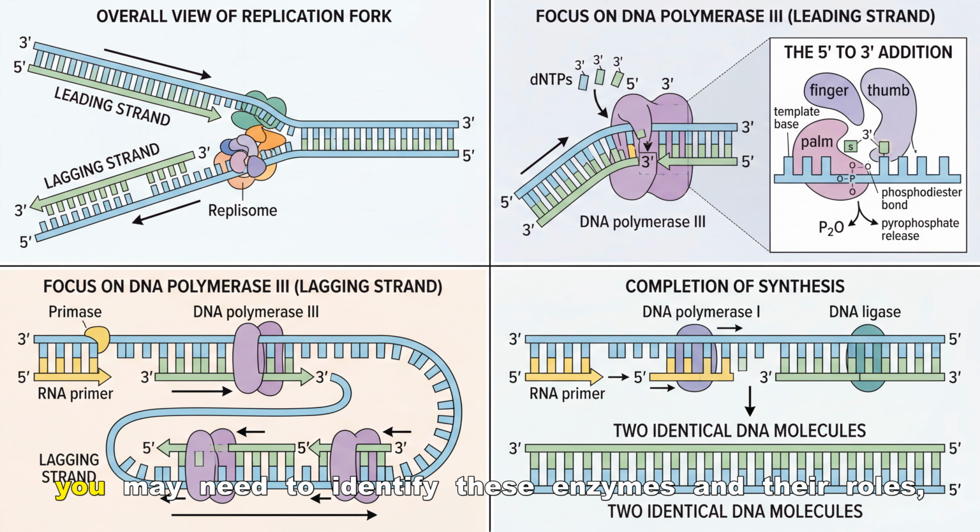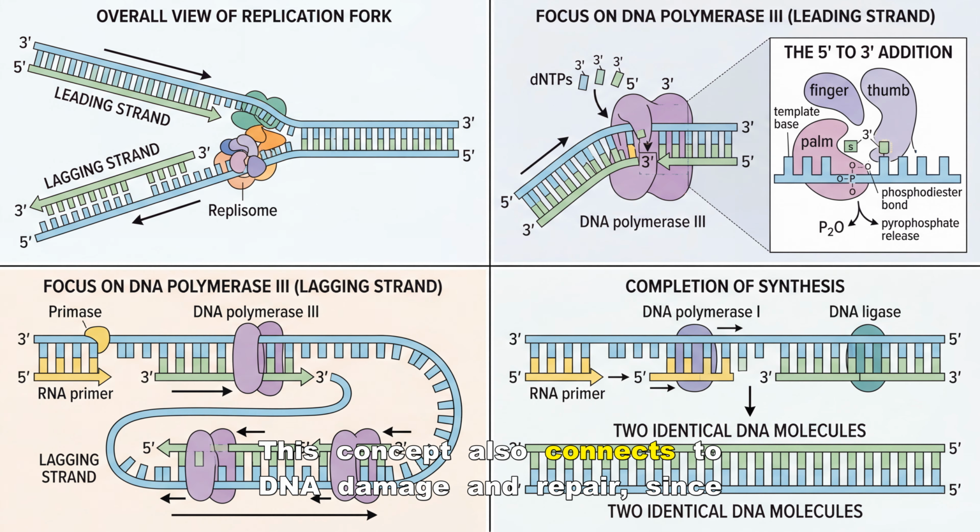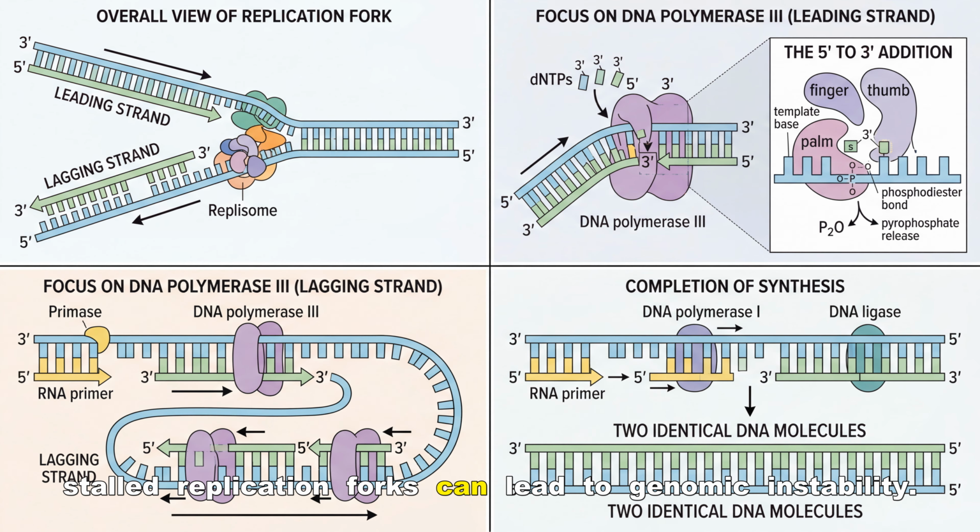On the MCAT, you may need to identify these enzymes and their roles, or predict what happens if one is inhibited, such as increased supercoiling if topoisomerase fails. This concept also connects to DNA damage and repair, since stalled replication forks can lead to genomic instability.